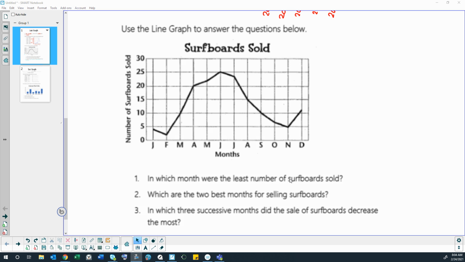So in which month were the least number of surfboards sold? So the very lowest point on our graph is what month? February. Good job. So February.